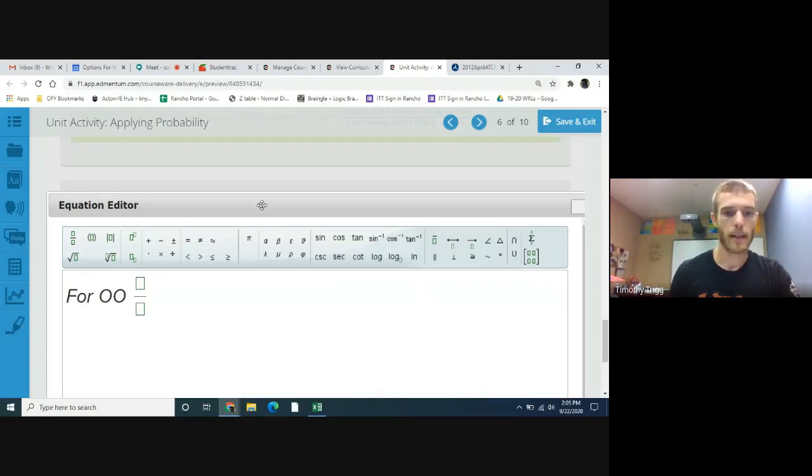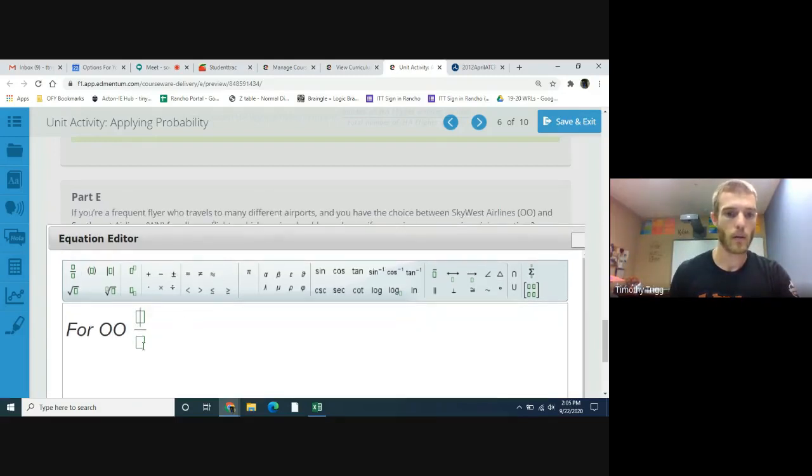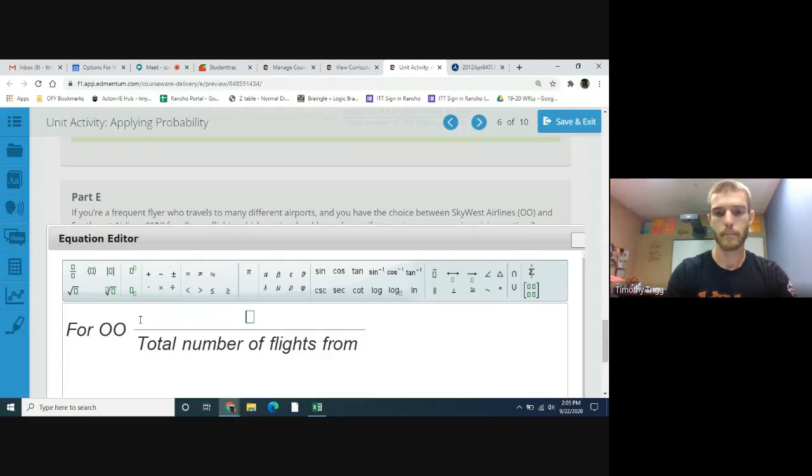So let's go ahead for OO. You would need something like this. The denominator would be the total number of flights from SkyWest Airlines, and the numerator would be the total number of flights that arrive on time.